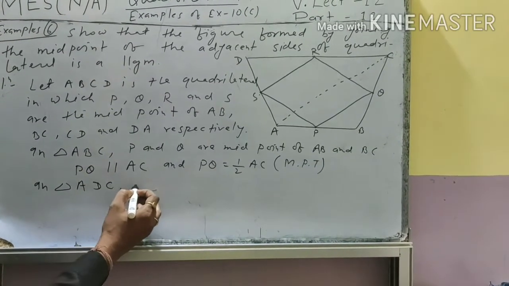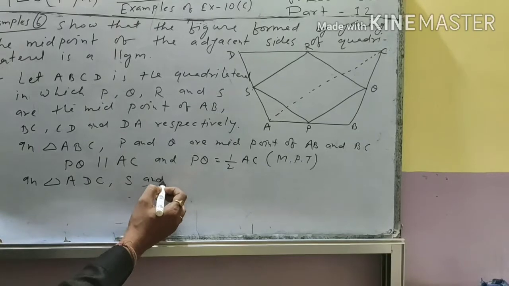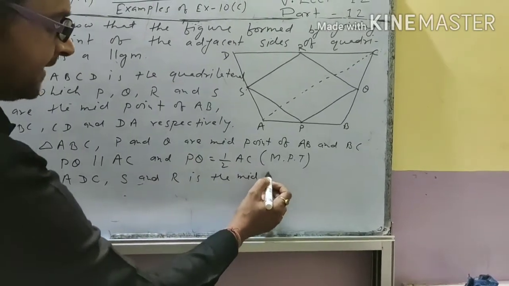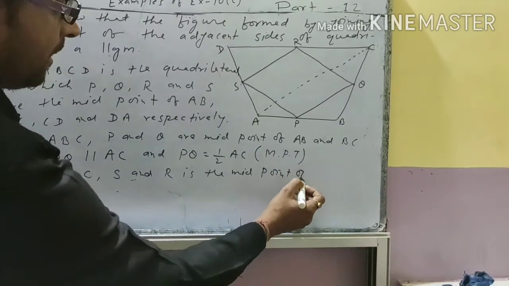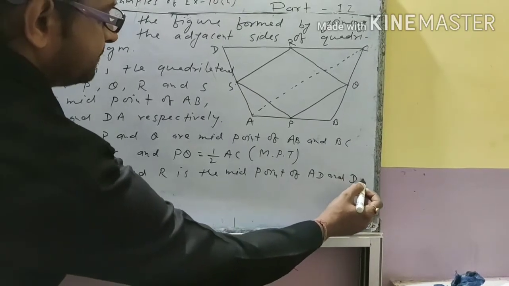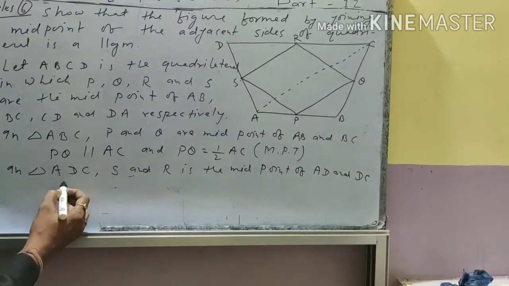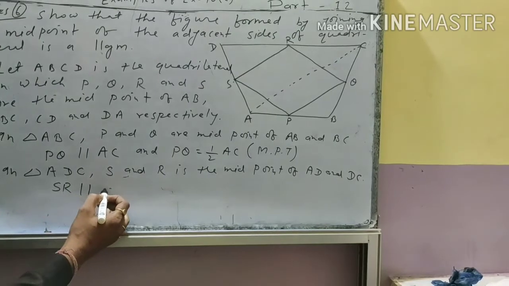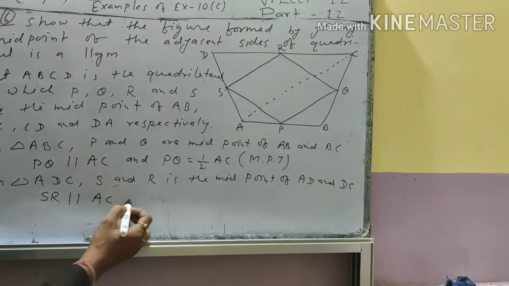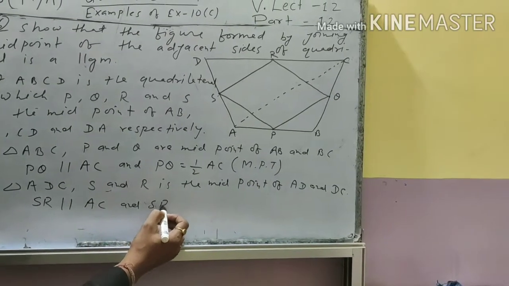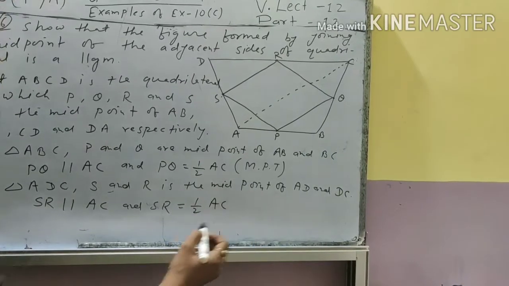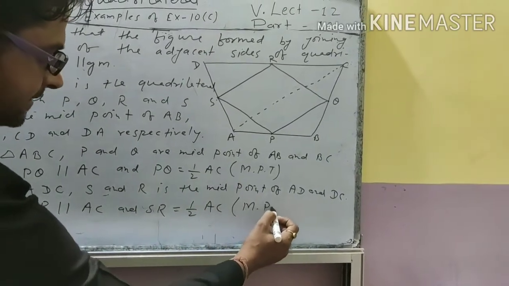Again, same thing, student, in triangle ADC, S and R are the midpoints of AD and DC. So again, SR is parallel to AC and SR is equal to half AC. Again, same logic, midpoint theorem.